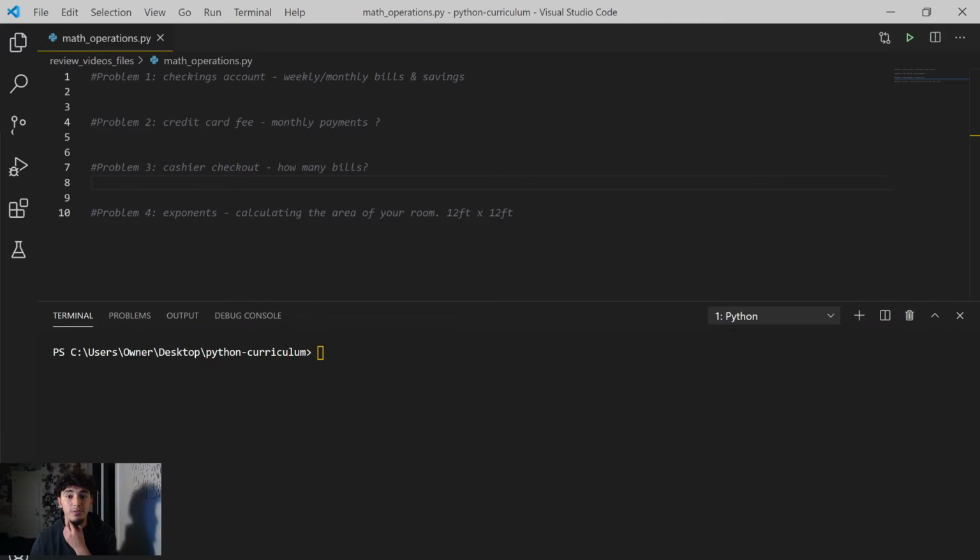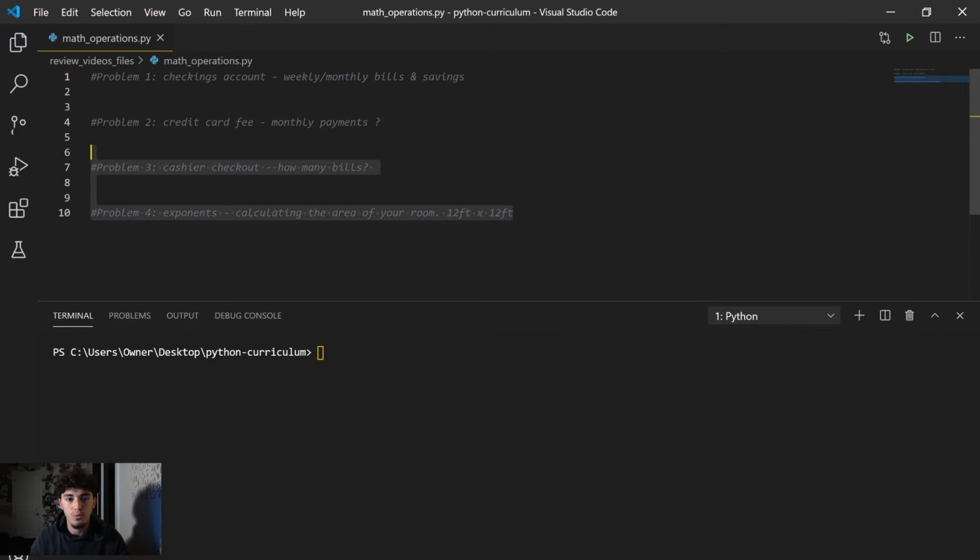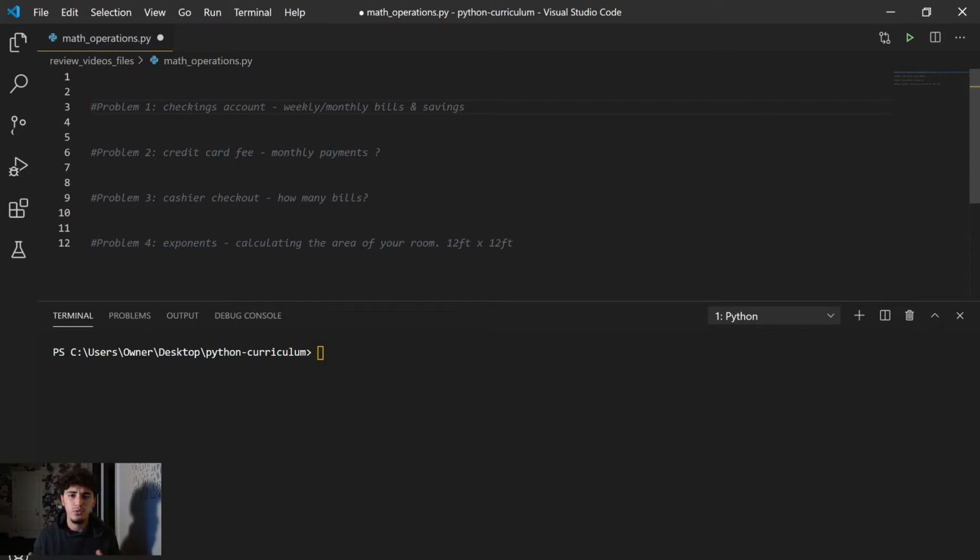Today we're going to be talking about different math operations, and we're going to be doing these 4 problems right here. We're going to be creating little mini Python programs that do a cool little math for us.